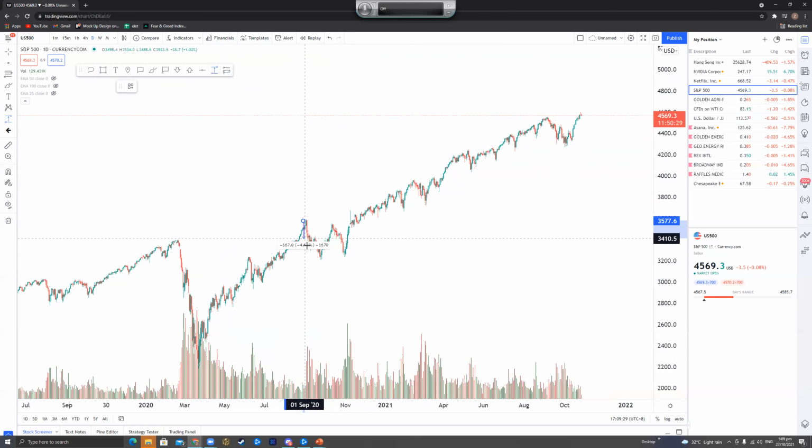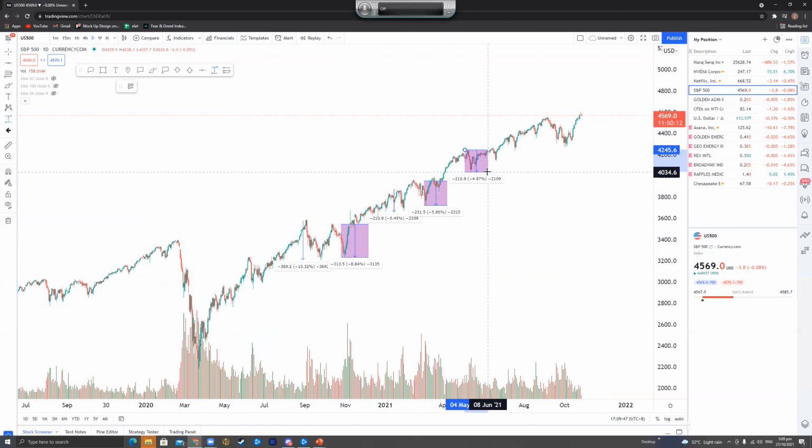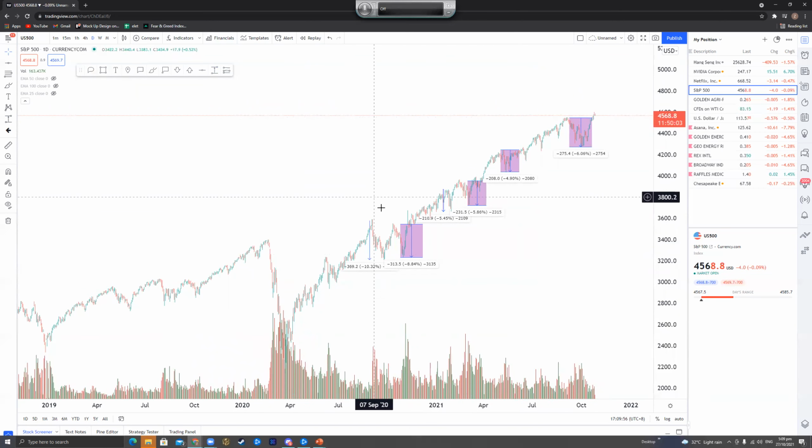From our August high, the S&P retraced 10%. At this point here, it retraced 9%. How about here? 5%, 6%, 5%, and 6%. So you can see that during this uptrend, from the very moment the S&P crosses the pre-COVID price and goes into an uptrend, the price of the S&P does not retrace more than 10%.